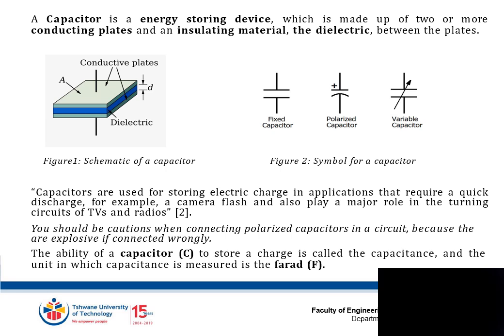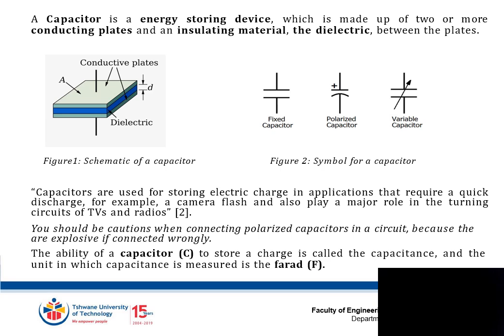Capacitors are used for storing electric charge in applications that require a quick discharge, for example, a camera flash, and also play a major role in tuning circuits of TVs and radios. You should be cautious when connecting a polarized capacitor in a circuit because they are explosive if they are connected wrongly. So the positive part should be connected to the positive supply voltage.